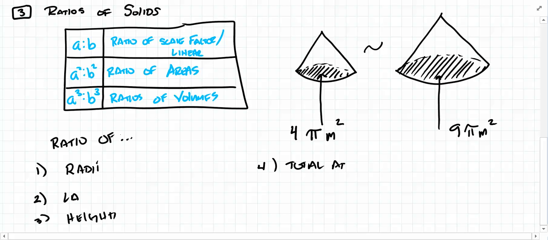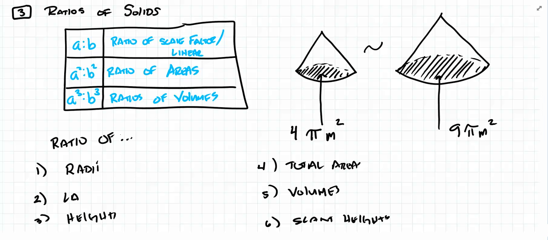5, their volumes. Yes, it is. And meters squared. And 6, their slant height. Now remember, we're finding the ratio of these from one figure to the other if we know the figures are similar and we know their areas of their bases, okay?